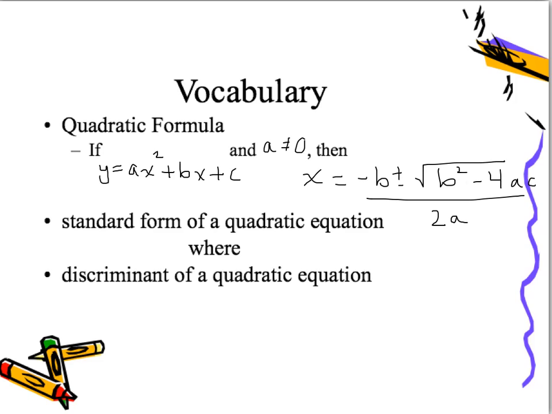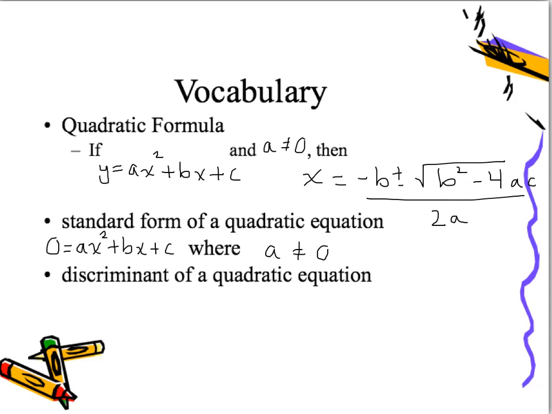Now, it's going to be crucial that before you use the quadratic formula, you always make sure that you get it set equal to 0. So you want it to be 0 equals ax squared plus bx plus c. And once again, a cannot equal 0.